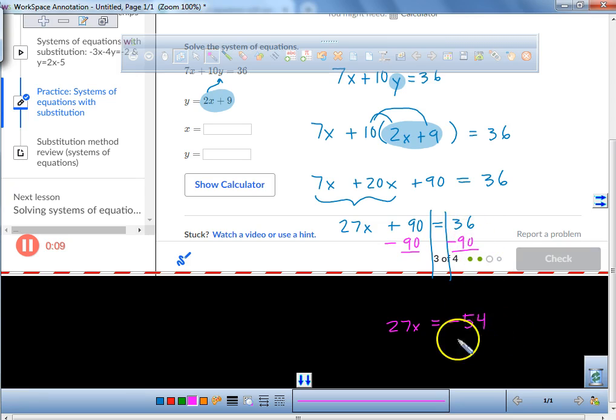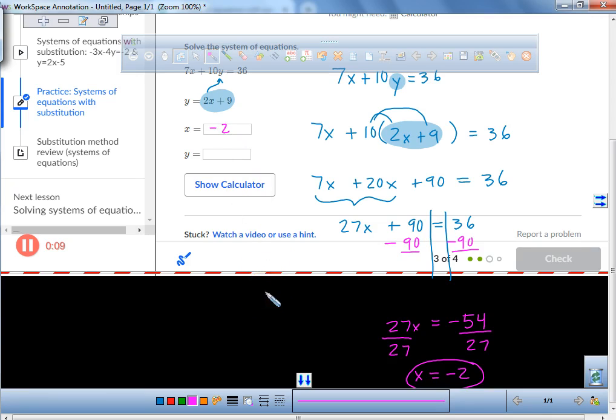Okay? What would be our last step on this one? Divide both sides by what number? 27. Okay? 27. All right? And x equals negative 2. So that's one of my answers. One of my answers is that x equals negative 2.